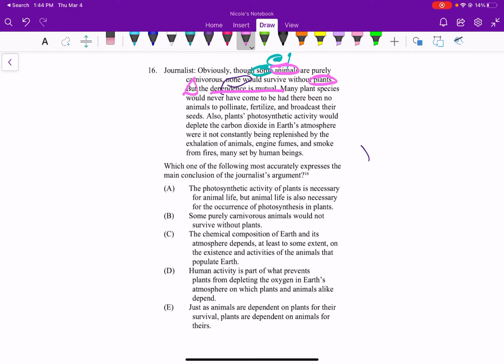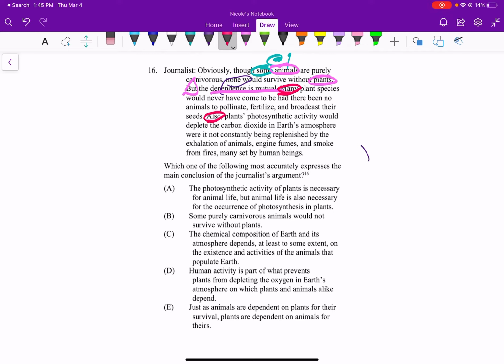Many, and what does many mean? Many means many things. We don't really know. Many plant species would never have come to be had there been no animals to pollinate, fertilize, and broadcast their seeds. Also, so we're continuing on, also, plants' photosynthetic, I don't even know how to say that, activity would deplete the carbon dioxide in Earth's atmosphere, were it not constantly being replenished by the exhalation of animals, engine fumes, and smoke from fires, many set by human beings.